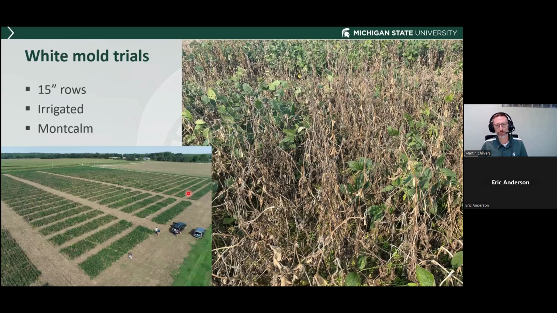We run a lot of white mold trials at the Montcalm Research Centre. It's under irrigation, so we can push water in those dry years to ensure that we can collect disease data every year.